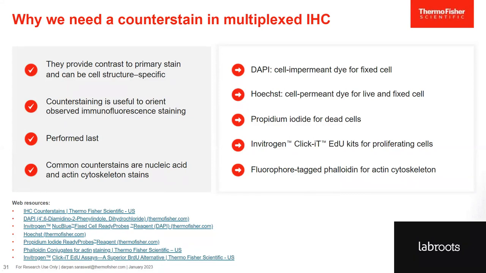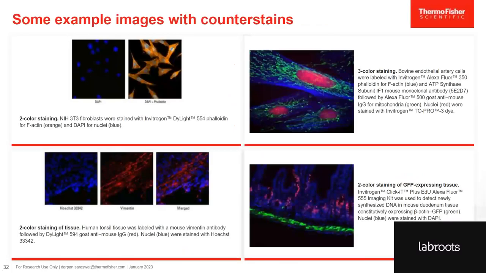like DAPI, fluorophore tagged phalloidin for actin stain. You can also use Click-iT EdU kits for labeling proliferating cells as a counterstain. These are some examples of the counterstains.